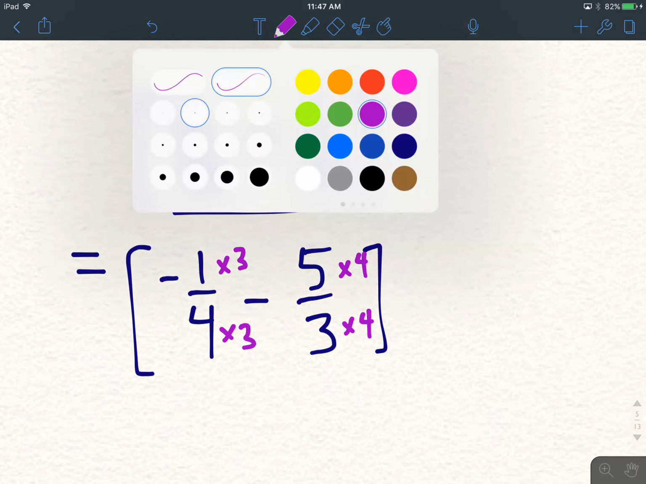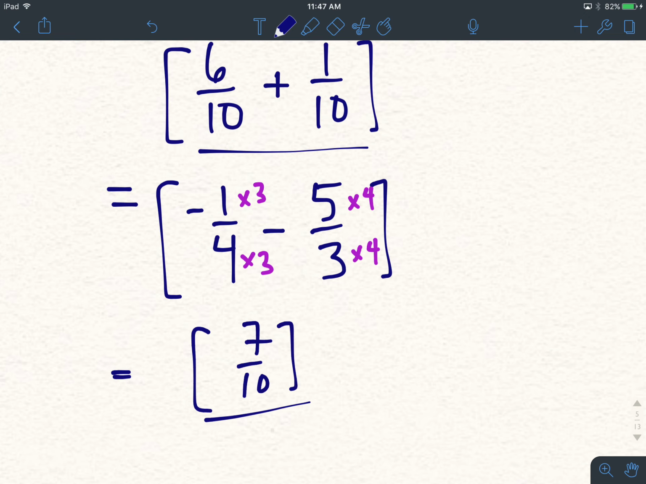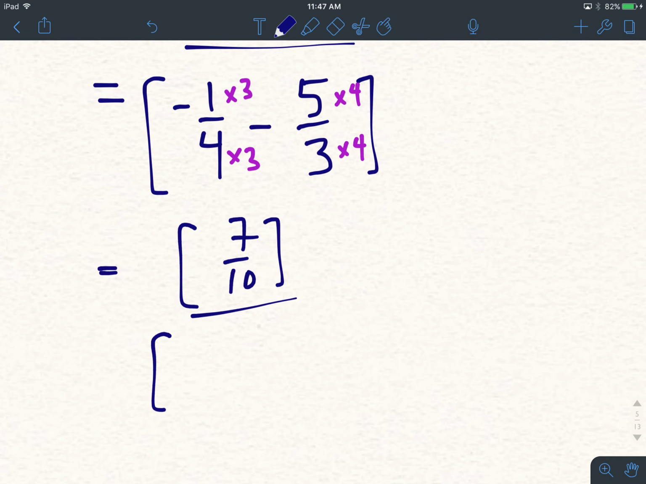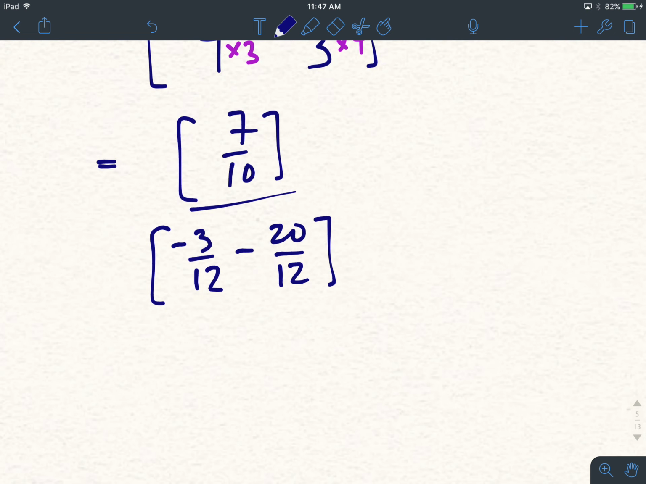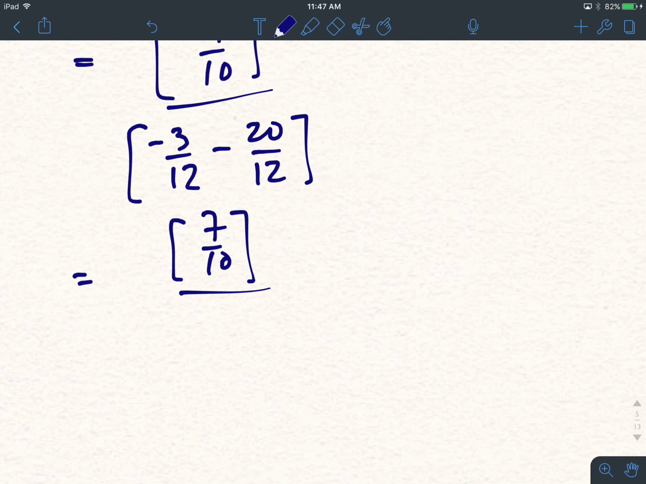So let's move on to our next step, and in doing so I'm going to simplify my numerator. So my new numerator is 6/10 plus 1/10, which is going to give me 7/10. And I'm going to rewrite the denominator having done the multiplication. So we have -3/12 minus 20/12. In our next step, I am going to just rewrite the numerator because I need a little more work on the denominator. And here we have -3/12 minus 20/12. So that's going to be -23/12, which ain't pretty, but it is what it is.